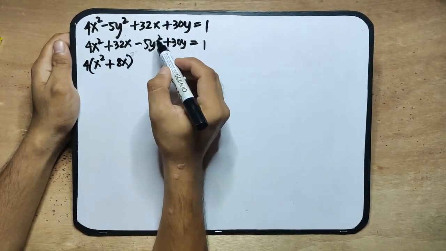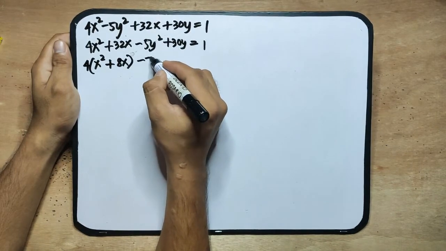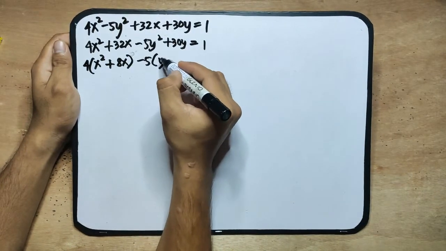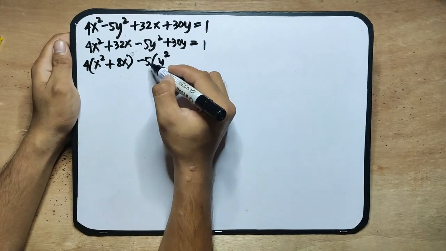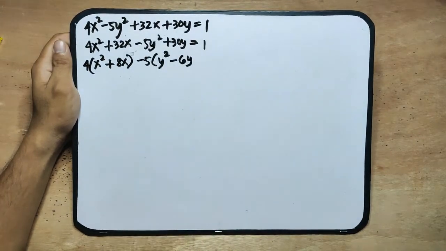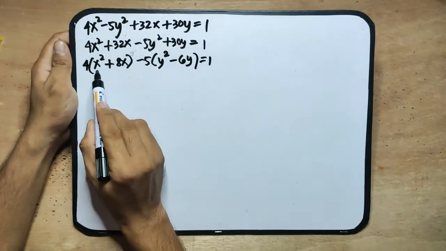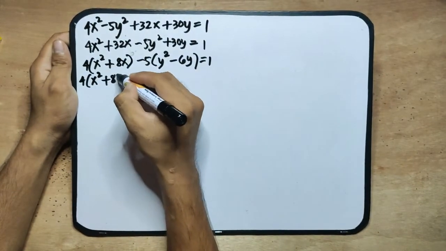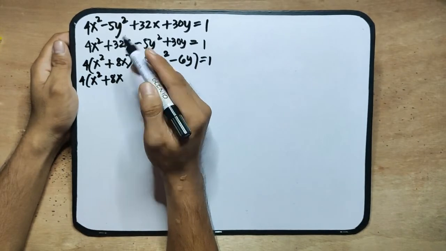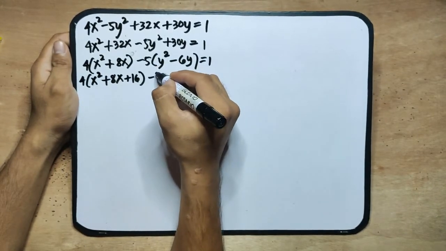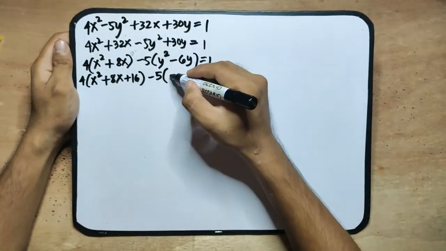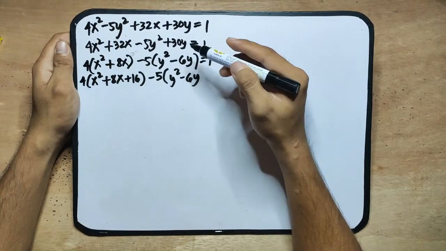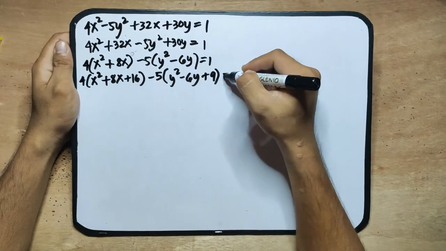Same is true here. The common factor is negative 5. Lalabas natin sa negative 5. Ang maiwan dito ay negative 5y squared divided by negative 5 is y squared. Positive 30y divided by negative 5 is negative 6y is equal to 1. We complete this binomial to make it a perfect square trinomial. So we just copy x squared plus 8x. So 8 divided by 2 is 4. 4 times 4 is 16. So we just bring down negative 5 times y squared minus 6y. Negative 6 divided by 2 is negative 3. Negative 3 times negative 3 is positive 9 is equal to 1.